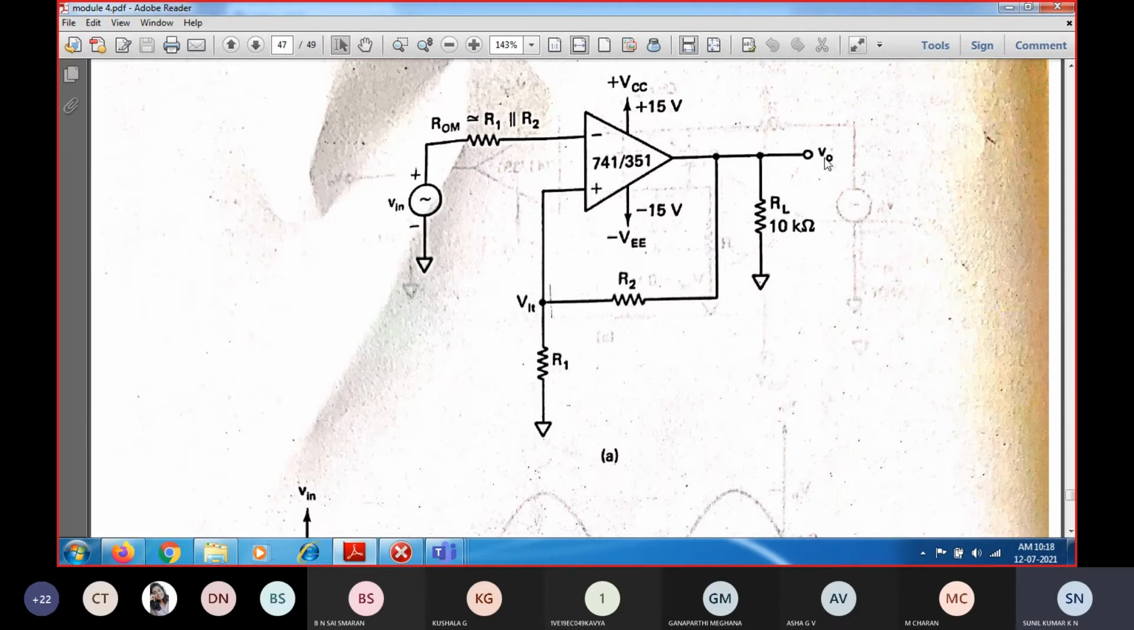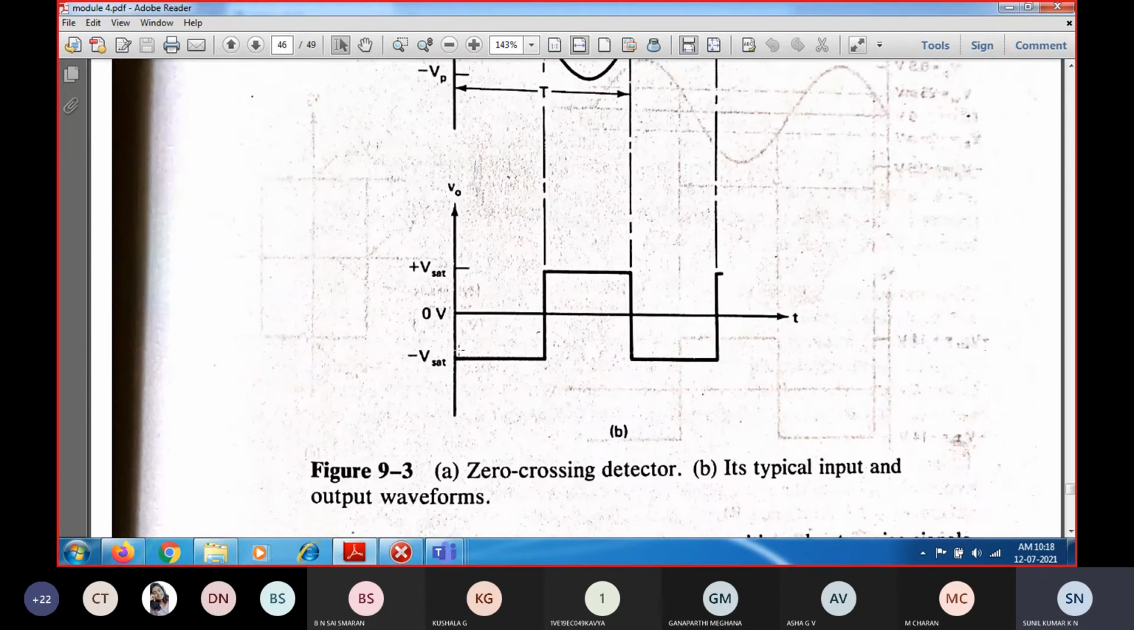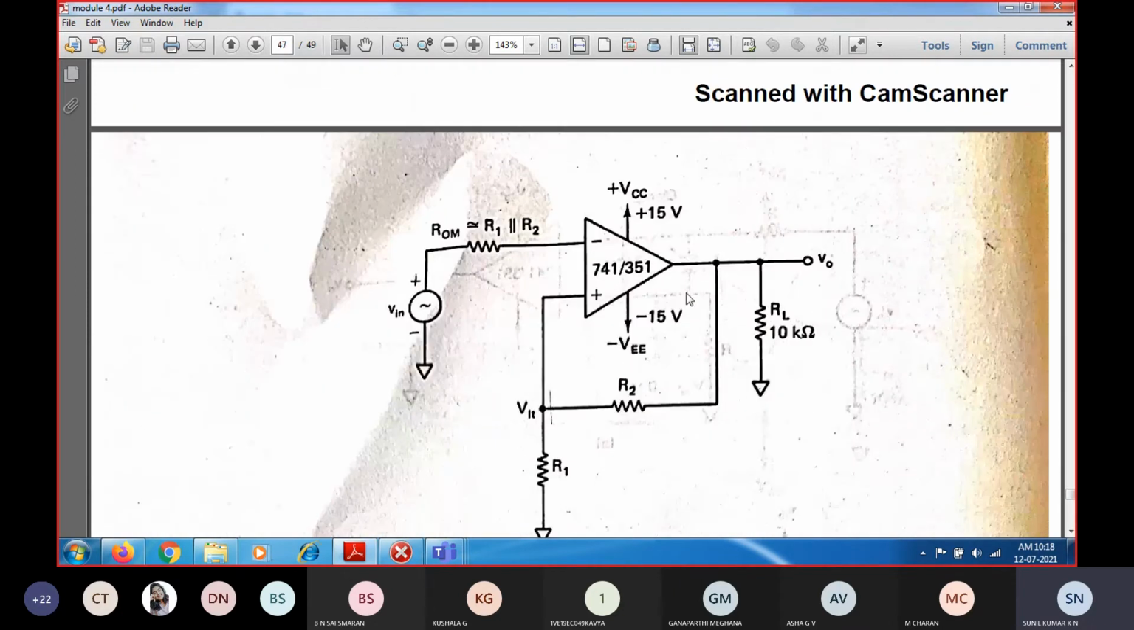Whenever we are going to see the output voltage in a positive feedback configuration, as I mentioned, in this circuit and in the previous circuit also, the output will be in one of two states: either positive saturation or negative saturation. No other intermediate output is possible whenever you employ positive feedback. The same applies here when you analyze the circuit.